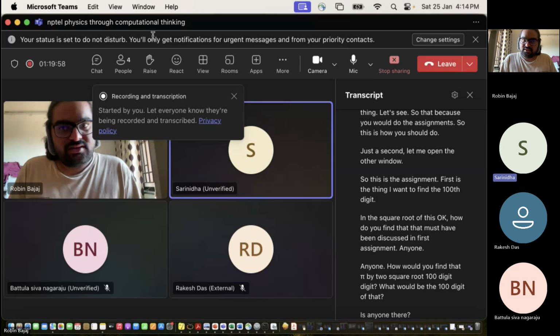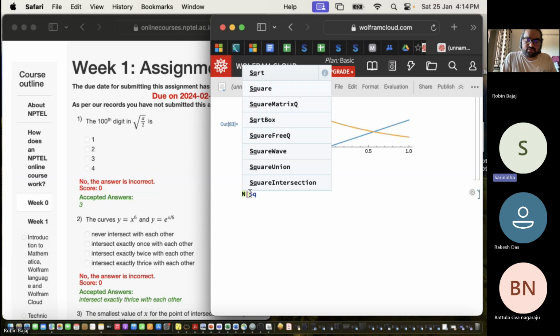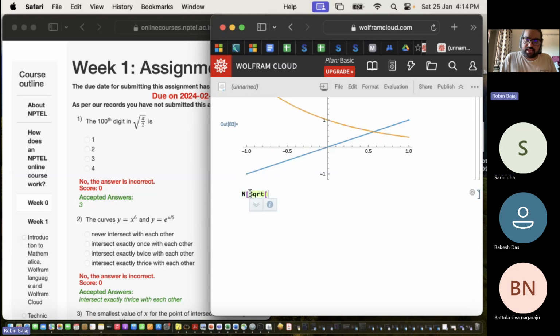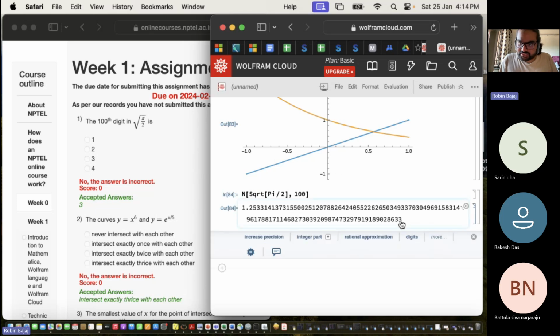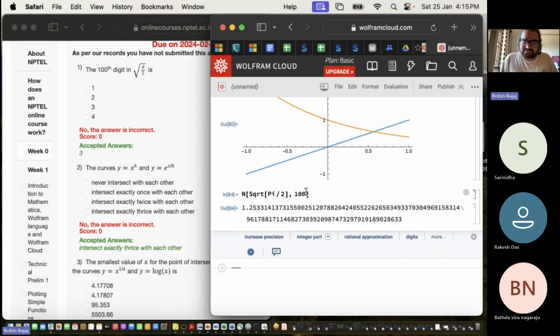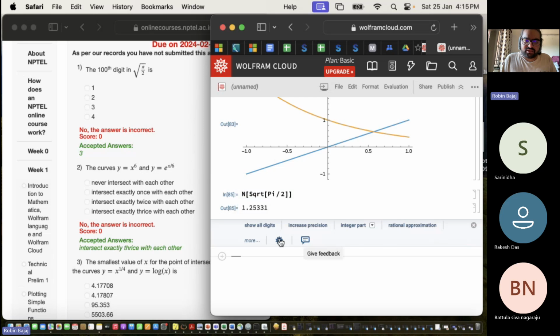N, square bracket, square root of pi by 2, comma 100. Perfect. So the 100th digit is 3. So that's simple. If I don't do this, what will I get? I'll get just till a certain order. That's not the precision we were interested in.